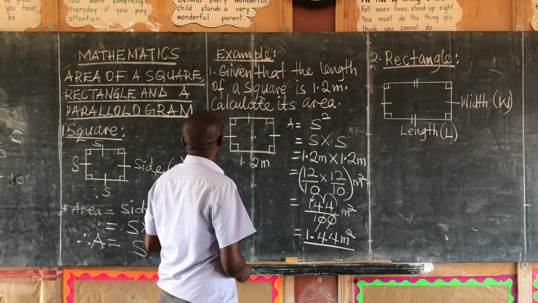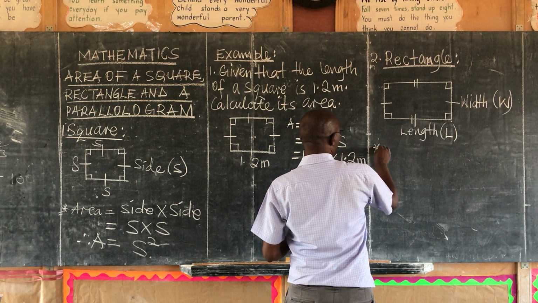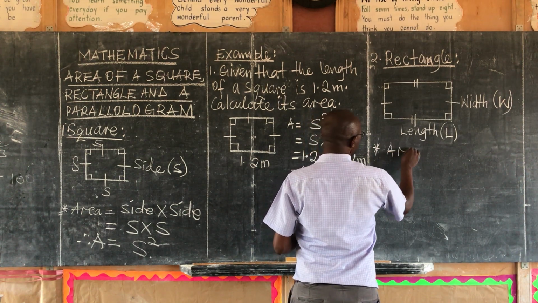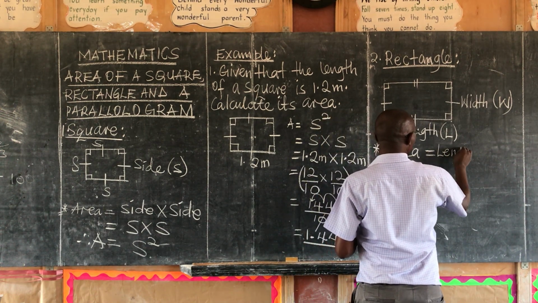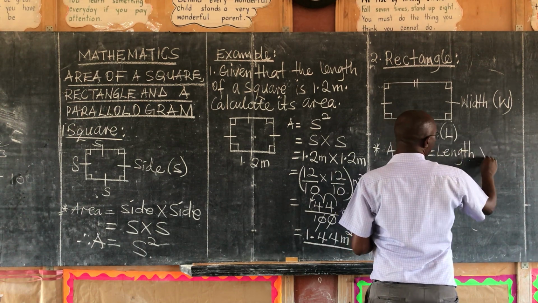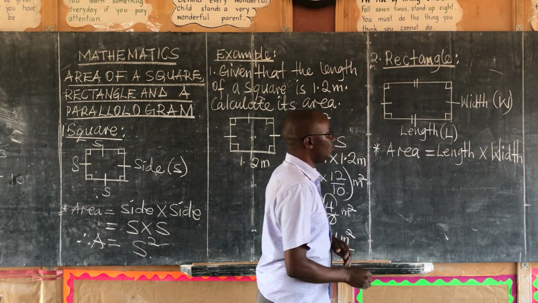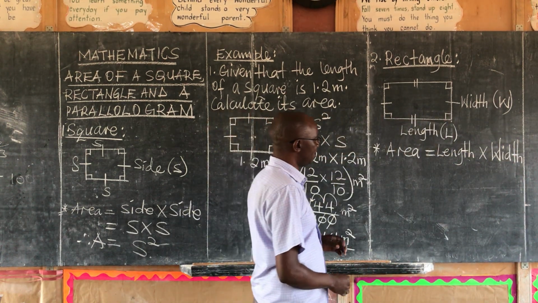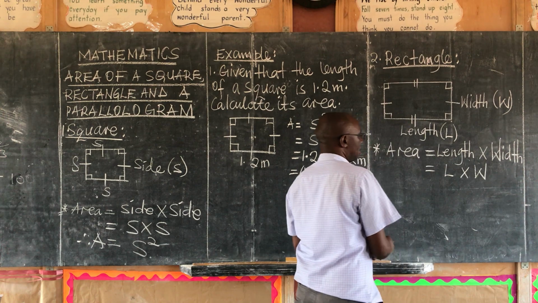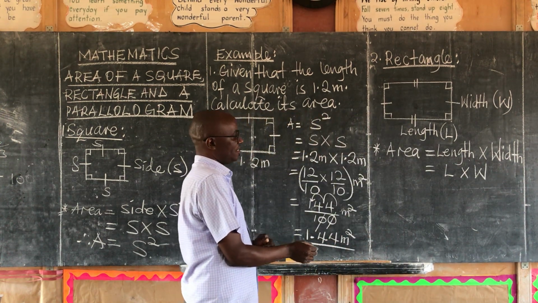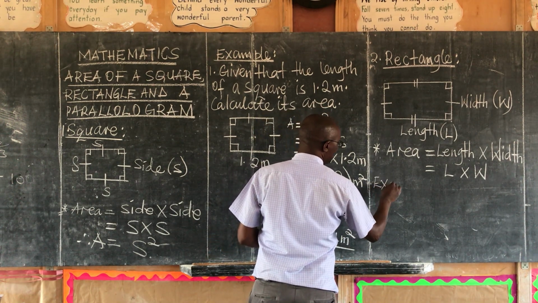Now, how do we find the area of a rectangle? Area of a rectangle is equal to length times width, which is equal to L times W. Are we together? The area of a rectangle is equal to L times W. So I will straight away take you to the example.